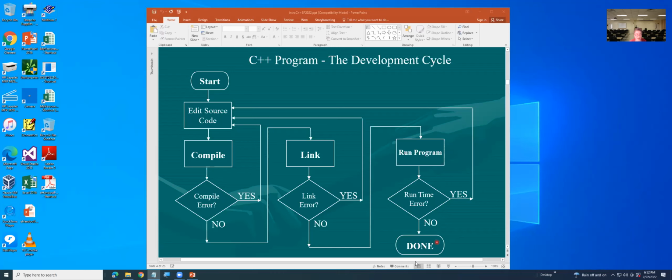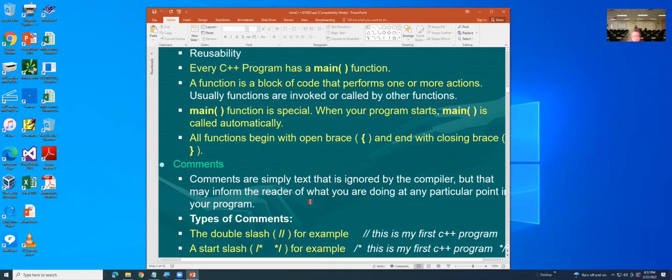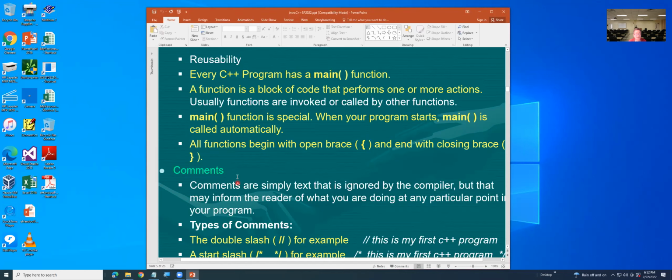When you compile and you get an error, that's just a syntax error. They make sure you follow the rules of C++. Okay? We don't care about review.